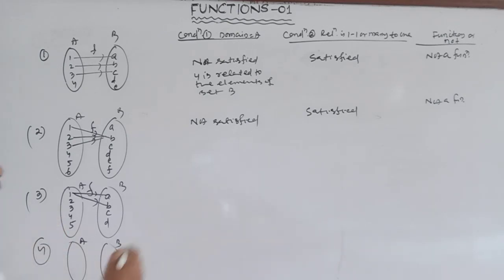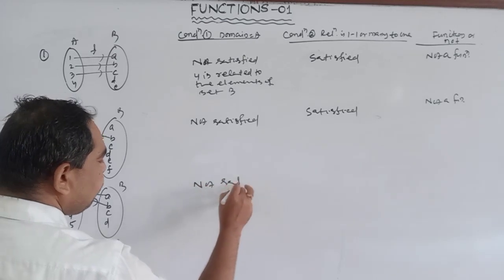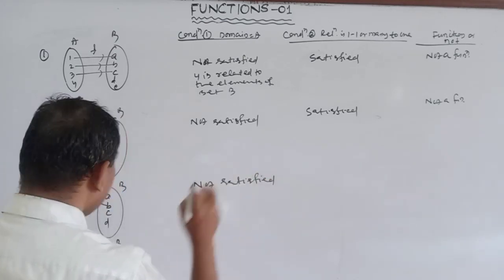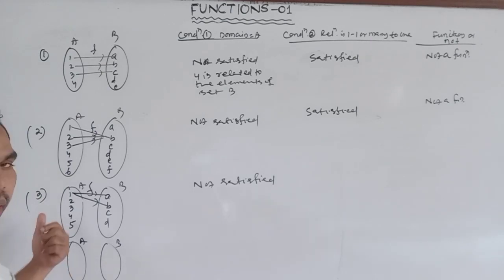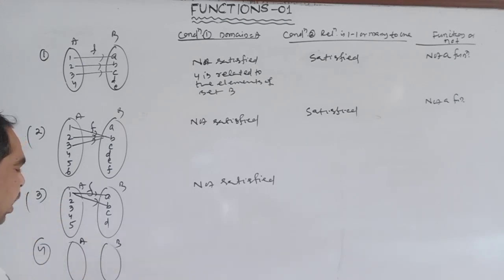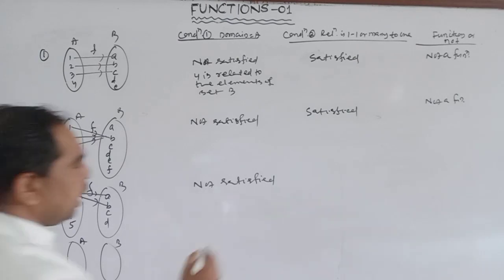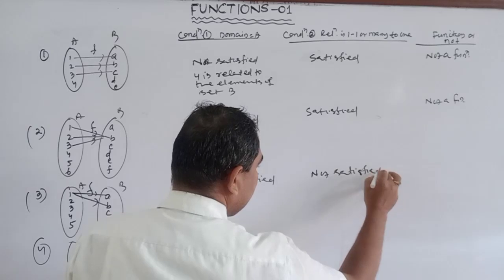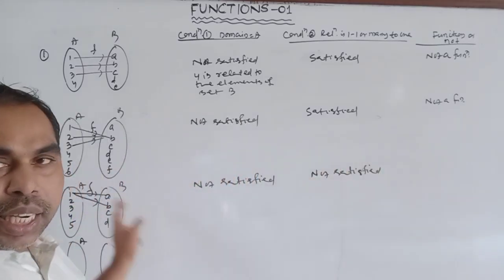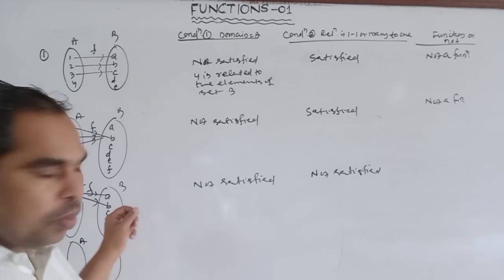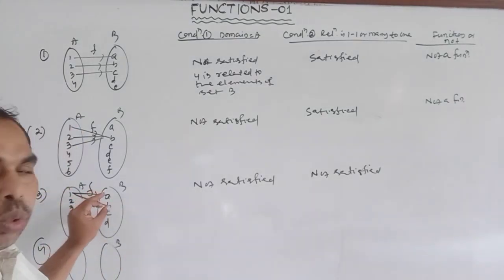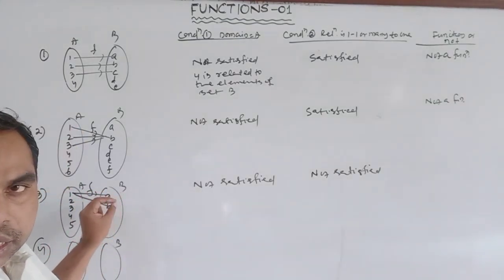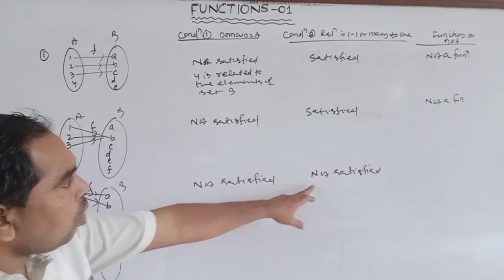Condition 1 is not satisfied, because out of 5 elements only 1 is related to the elements of set B. The rest, 2, 3, 4, 5, are not related to the elements of set B, so condition 1 is not satisfied. Condition 2 is also not satisfied, because one element of set A is related to more than one element of set B. So it is not a function.